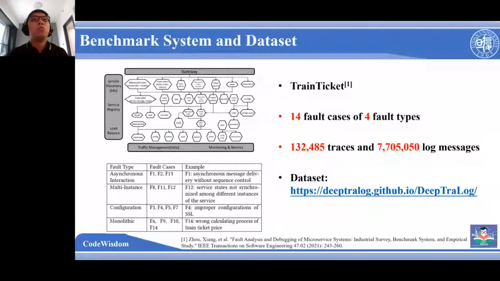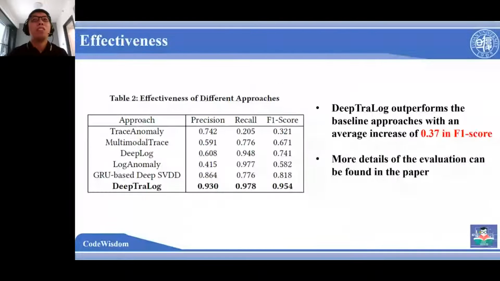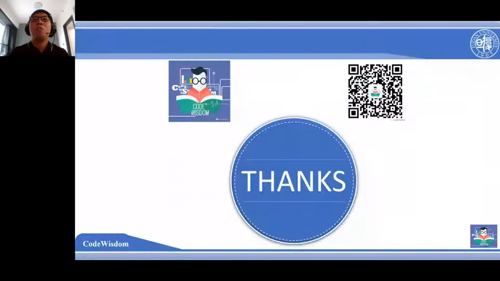And this table shows the effectiveness of DeepTraLog and other baseline approaches. We can find that DeepTraLog achieves high precision and recall, outperforming the baseline approaches with an average increase of 0.37 in F1 score. And we also evaluate the efficiency and the impact of some key parameters of DeepTraLog. And more details of the evaluation can be found in our paper. Here is the end of our presentation. Thank you very much.